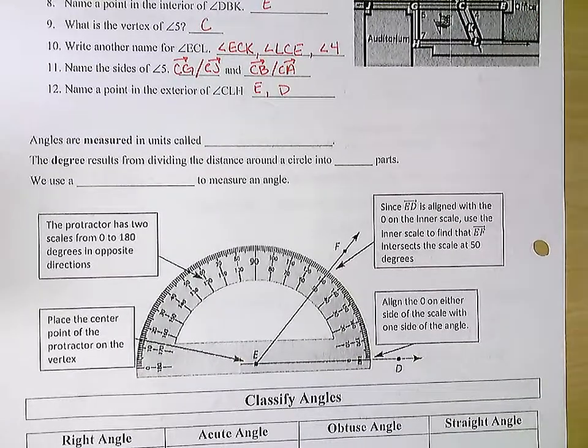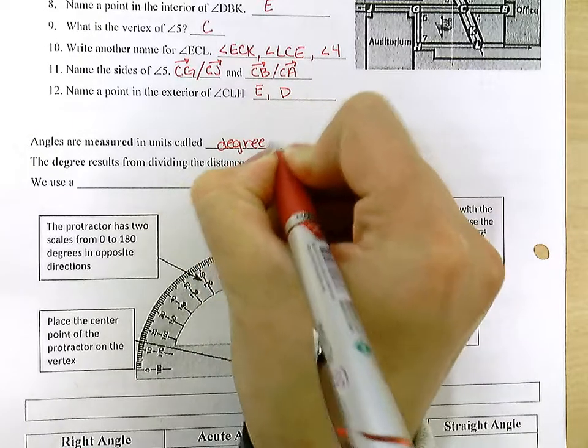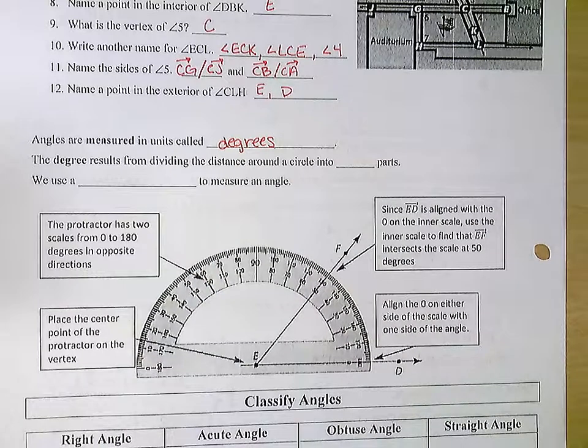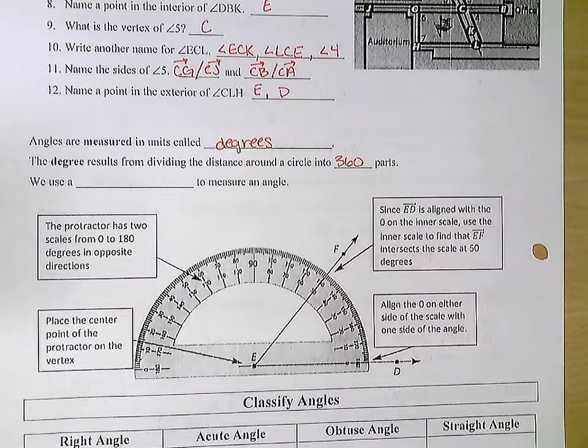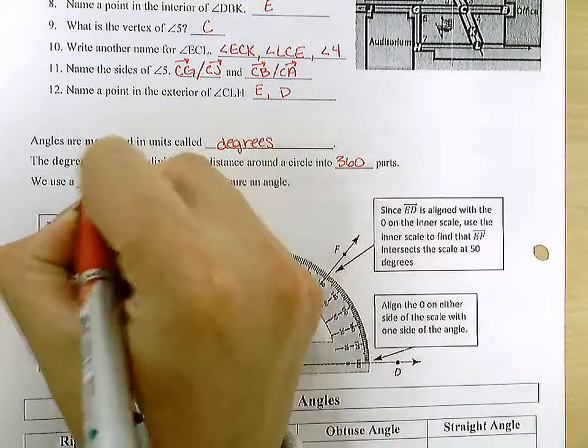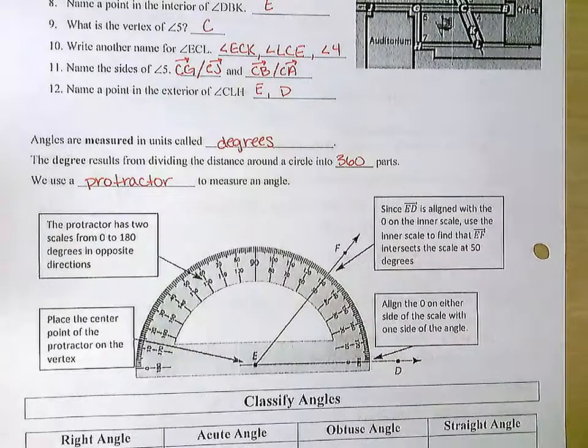Angles are measured in units called degrees. Okay, so we have different degrees. The degree results from dividing the distance around a circle into 360 parts. And we use a protractor to measure an angle.